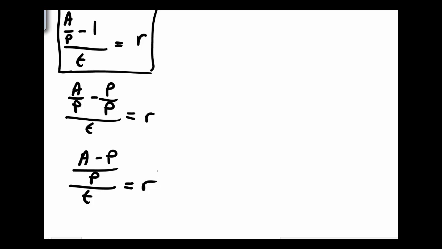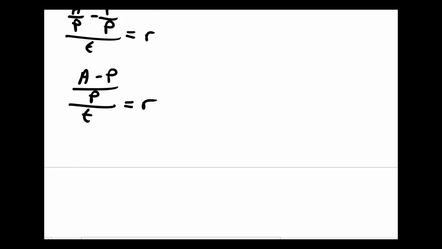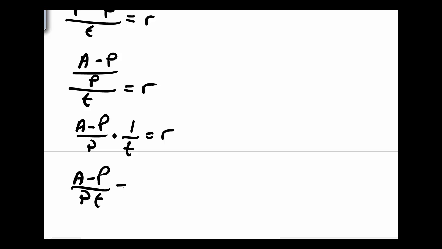t equals r. Now, we have this rule that says if you're dividing by a fraction, you multiply by its reciprocal. And all that's going to do is, well, you'll see. It's not going to do too much for our final answer here. But if I take that a minus p over p, dividing by t is the same as multiplying by 1 over t, which all that's going to do is put the p and the t together. So it's a minus p over pt equals r. And that's a little bit simpler looking of an answer.